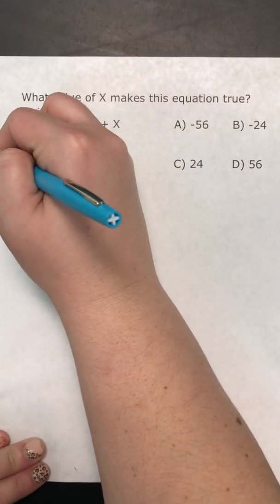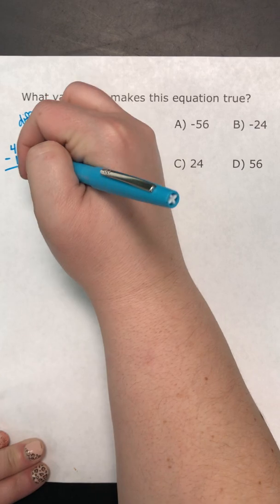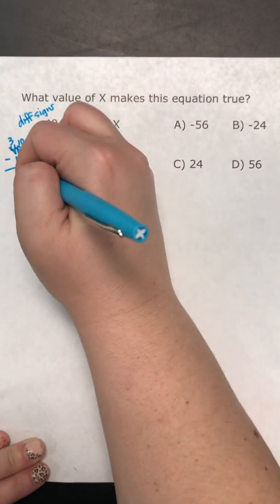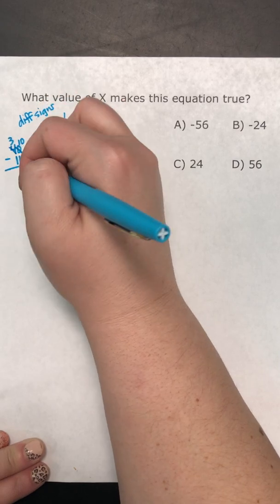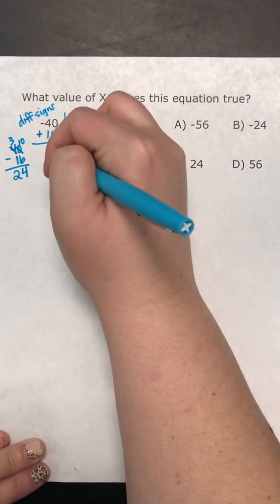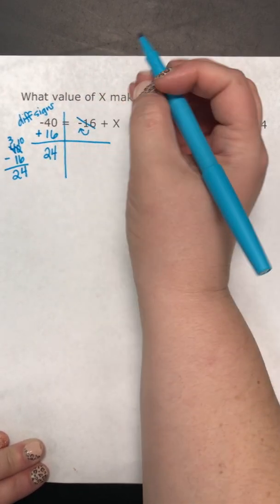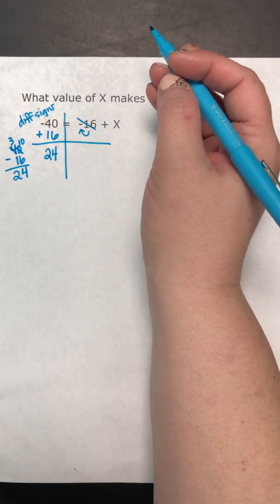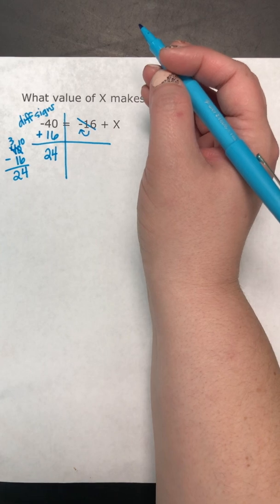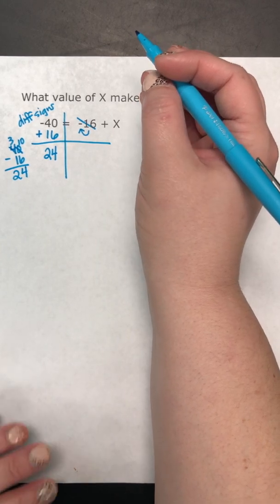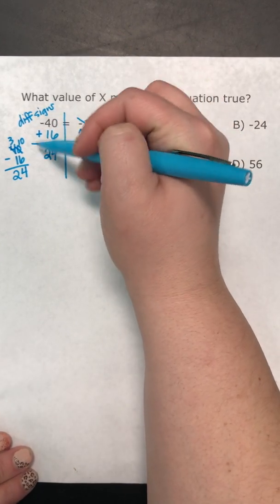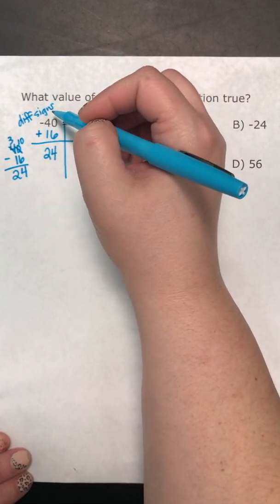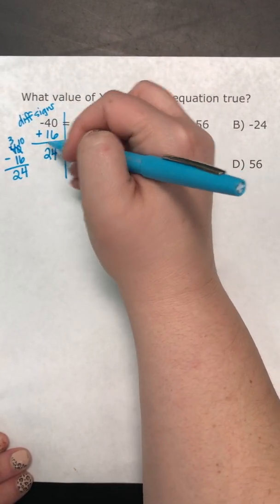So 40 minus 16, I have to borrow. 10 minus 6 will be 4. 3 minus 1 will be 2. So I get 24. And then today's magic word is give. Give, like you're going to give someone a present. Give. All right, so again, we used our integer song and we determined these are different signs. We subtracted and we got 24.